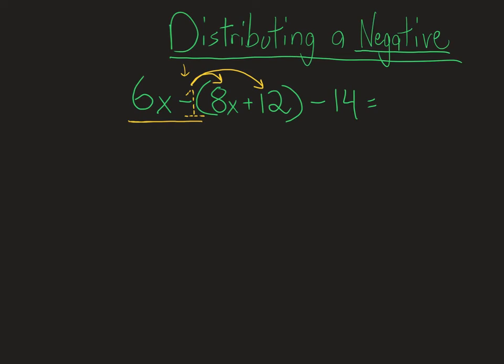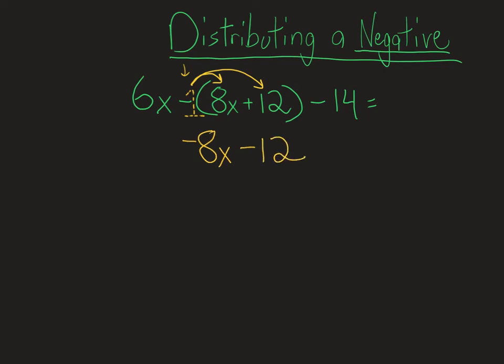We'll be waiting to combine him in just a minute with the 8x, but we can't yet because 8x is in parenthesis prison. So we're going to have to wait till we break him out. And to break him out requires that distributing, okay? So it would be negative 1 times 8x, that's just negative 8x. And then negative 1 times 12, negative 12.